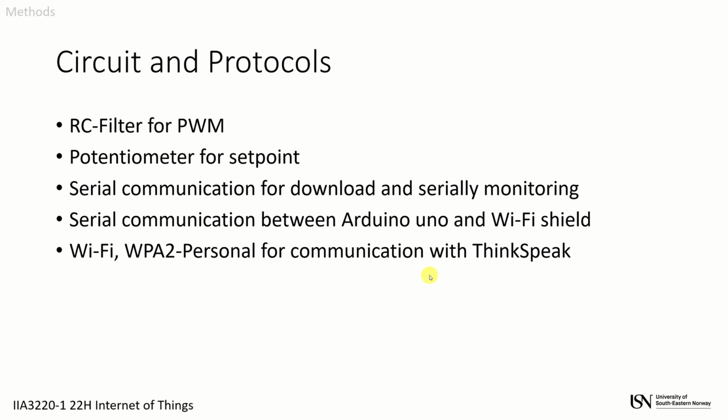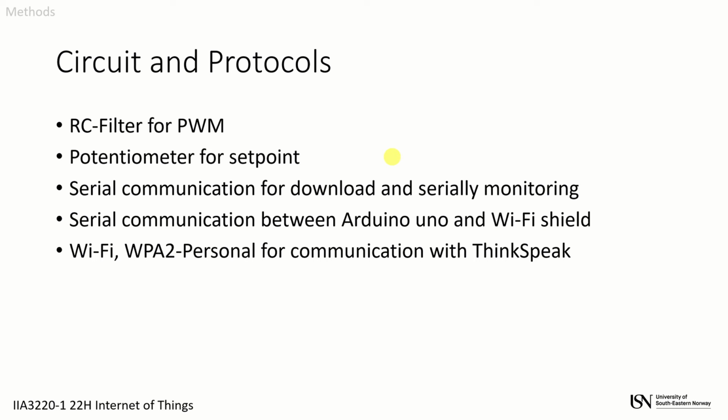Circuitry and protocols we are going to look at in a bit. RC filter for PWM. As we know, Arduino doesn't have analog output, so we are using an RC filter for pulse width modulation to mimic the analog output. A potentiometer is used for providing the set point to the system. We are converting this voltage into a set point in our system.